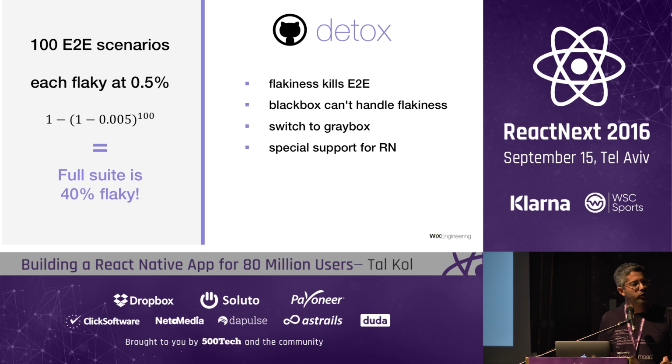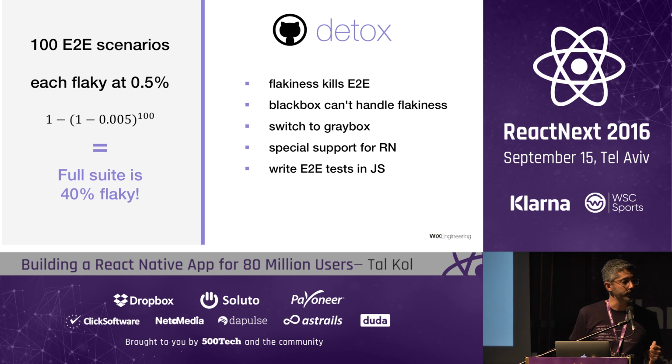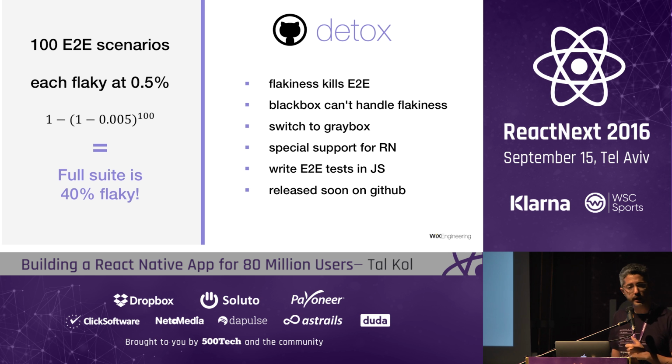We have special support for React Native in it. There's a lot of flakiness in React Native, especially because of the JavaScript and the native bridge communicating. It's almost impossible to test with Appium. And we write all of our E2E tests in JavaScript, which is amazing because we can share them. It's going to be released soon to GitHub. Right now, we have a dev version you can play with. It's very cool.